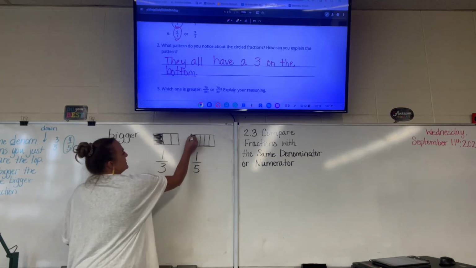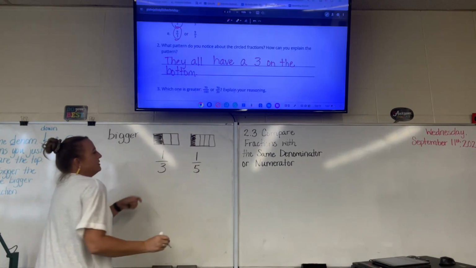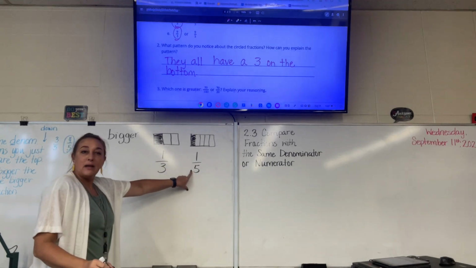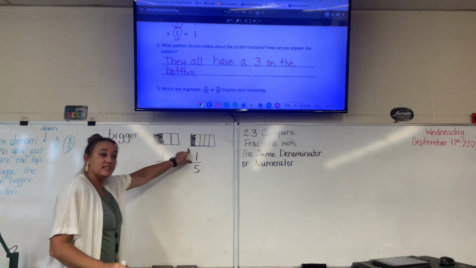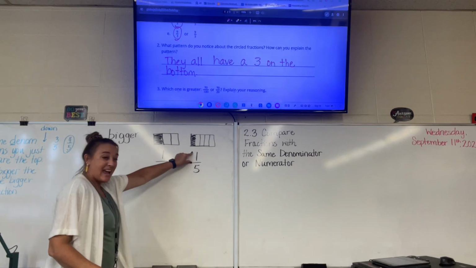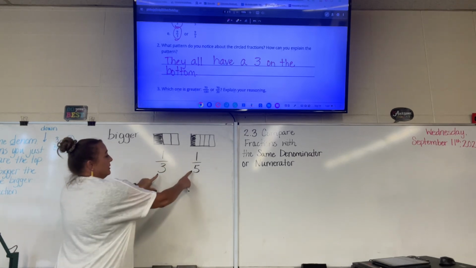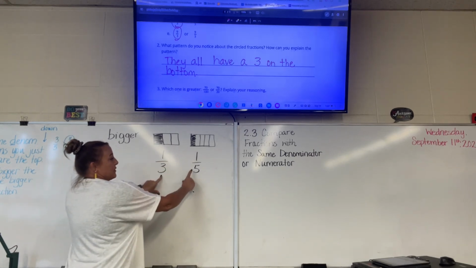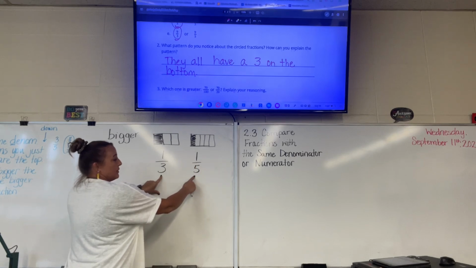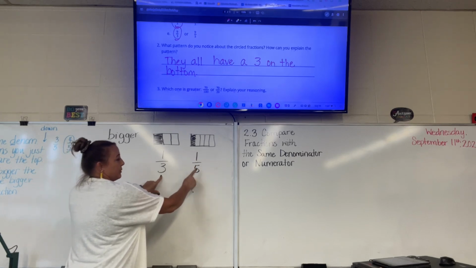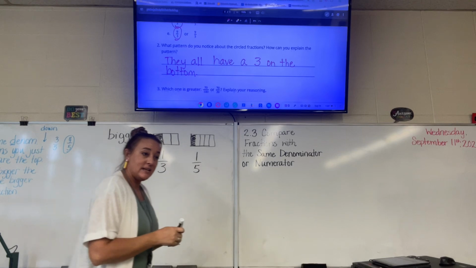Yeah. So you can see that the bigger the bottom, when the top numbers are exactly the same, you look at the bottom, and the bigger the number, the smaller the piece. Does that make sense? Okay.